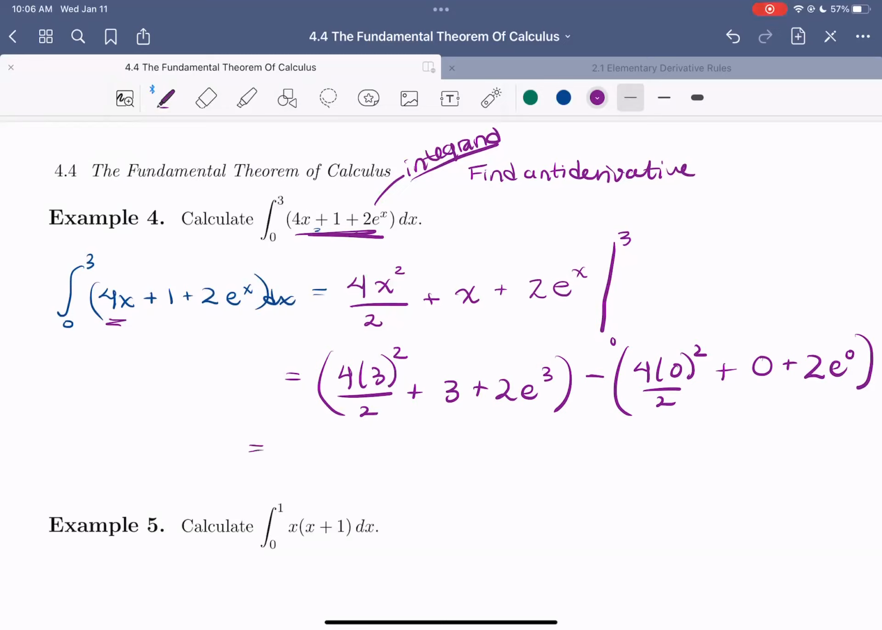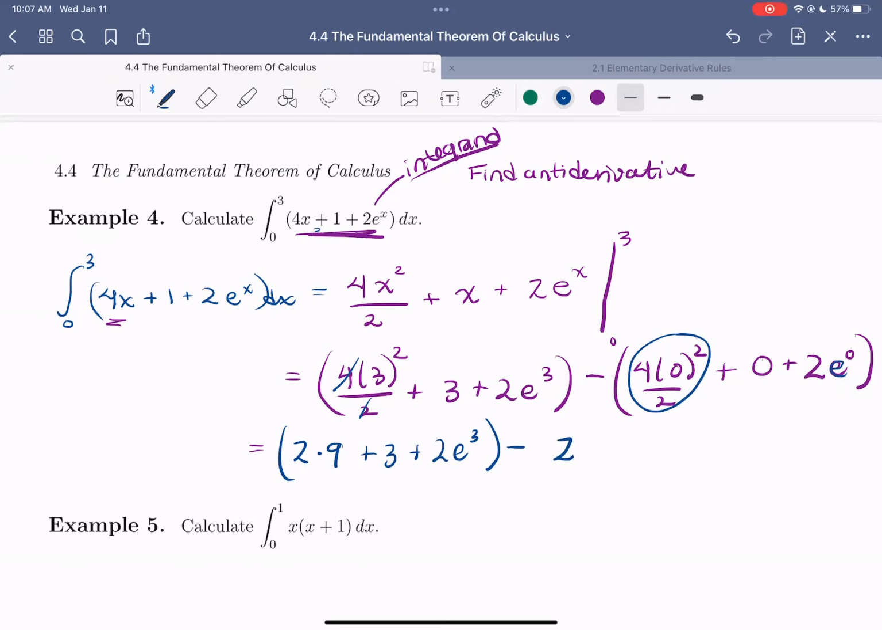All right, now let's multiply throughout. So here we have 4 times 3 squared. 3 squared is 9. And we can go ahead and cancel out that 4 and 2 to just give us 2. So we have 2 times 9 plus 3 plus 2 e to the 3 minus this term, which just cancels out to 0. So we're just subtracting 0 and 2 e to the 0. Any number to the 0 is just 1. So we're just subtracting 2 here.